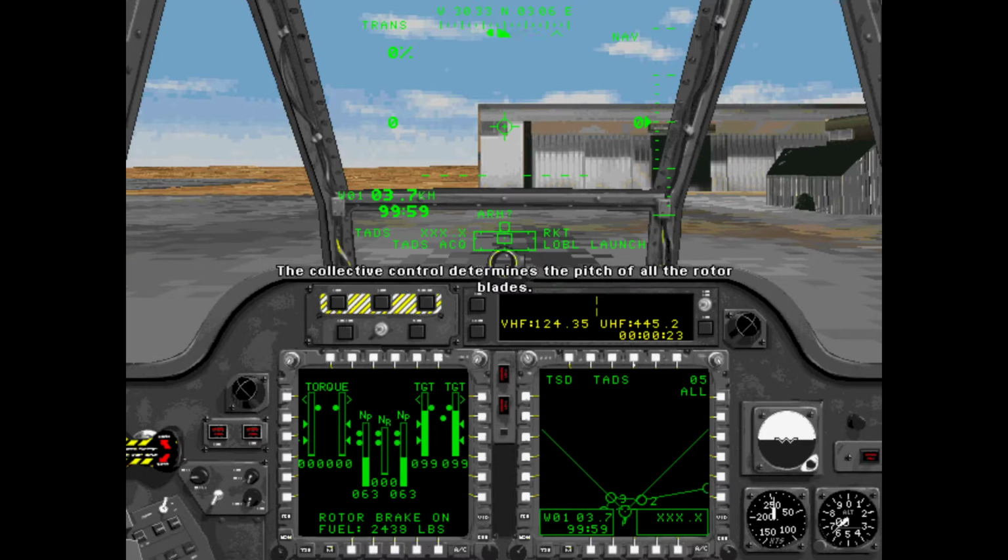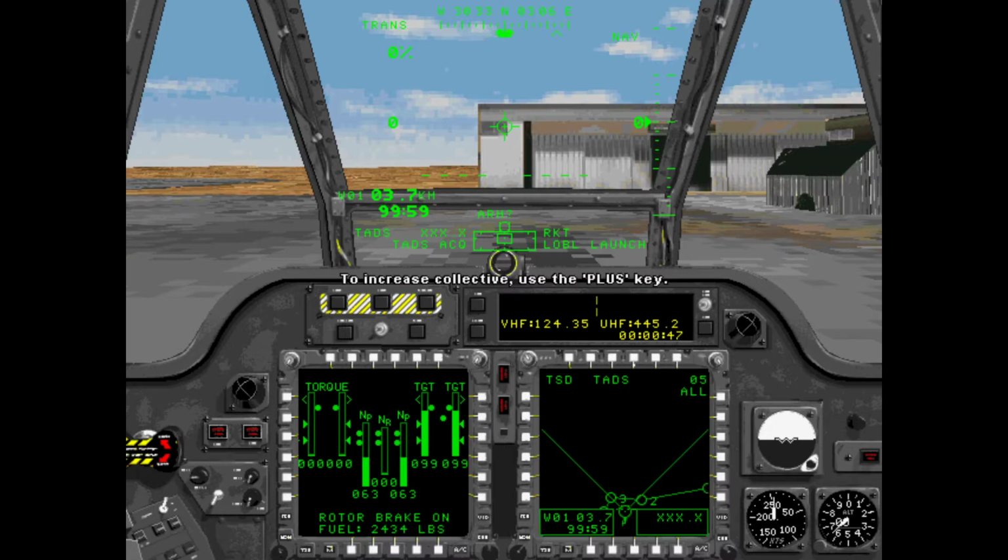The collective control determines the pitch of all the rotor blades. The more collective you give, the greater the angle of attack of the blades and the more lift is generated. This lift is measured in torque required to turn the blades and is displayed on the AH-64D. The simple way to think about collective is that collective controls lift.